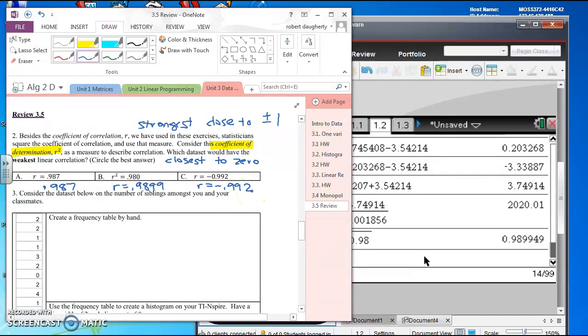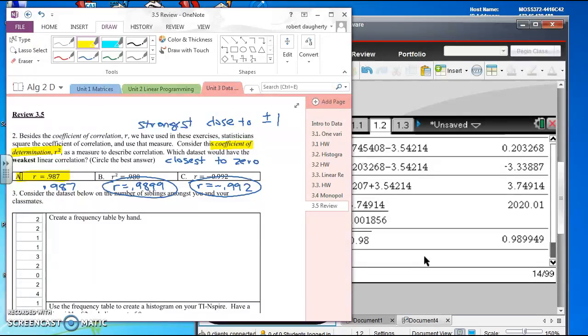And this number is R equal negative 0.992. So if I look at it, this number is closer to negative 1. This one is closer to 1. This is the weakest right here. So it's going to be A. The answer to this one is, I'll just highlight it, it's this one. That is the weakest correlation here because that number is closer to 0 or further away from 1 or negative 1 than the other two numbers.